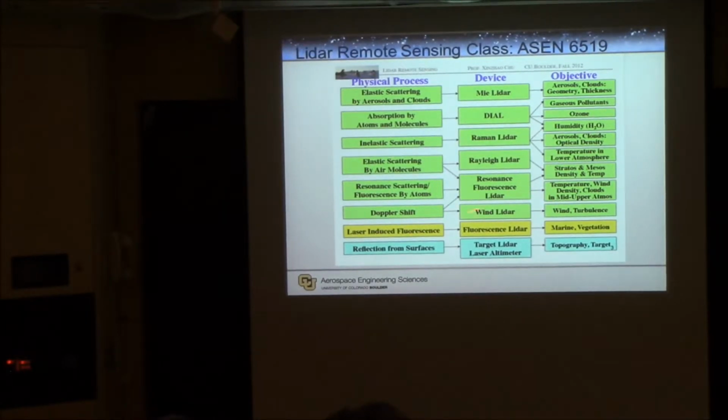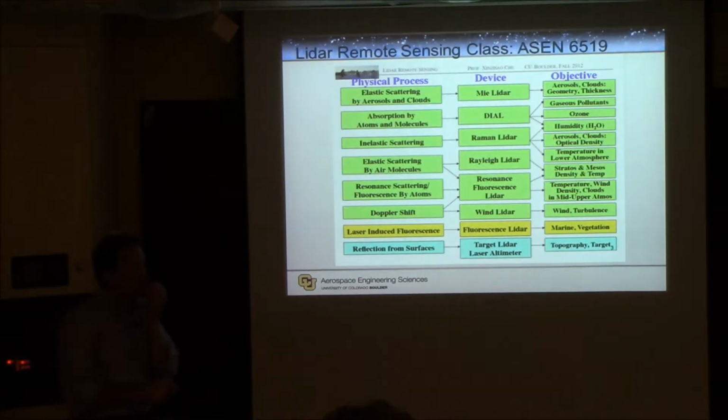Doppler shift is where we could do wind lidar, wind turbulent measurements, and then laser-induced fluorescence is more when you're interacting with marine and vegetation, and then reflection from surfaces such as laser altimetry to get topography and targets. The ones that I'll be focusing on for today will be the differential absorption lidar, the Raman lidar, the Rayleigh lidar, and the resonance lidar.